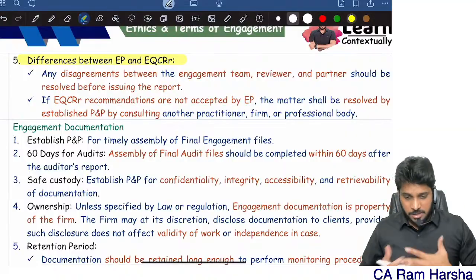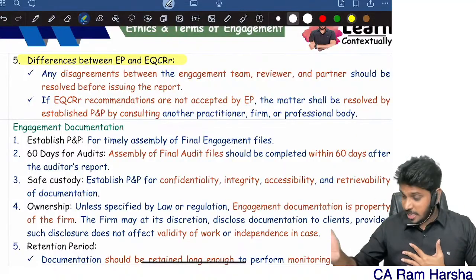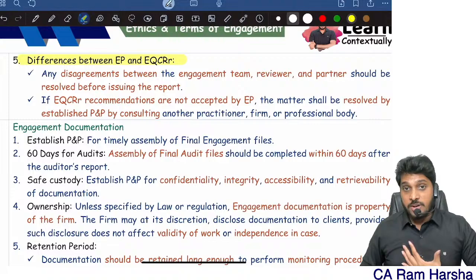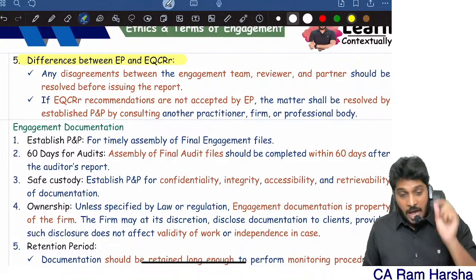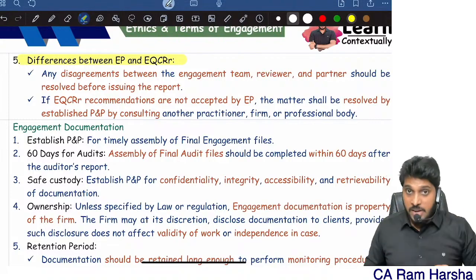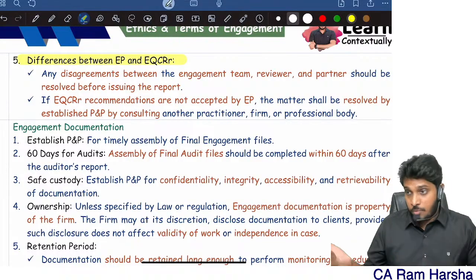Now, sir, okay, the partner quality control reviewer came, sir. He reviewed the entire work. The quality control reviewer told me my audit report is not correct. I should not give an unqualified opinion, whereas I am feeling unqualified. He is saying qualified opinion. Now there is a difference between us.